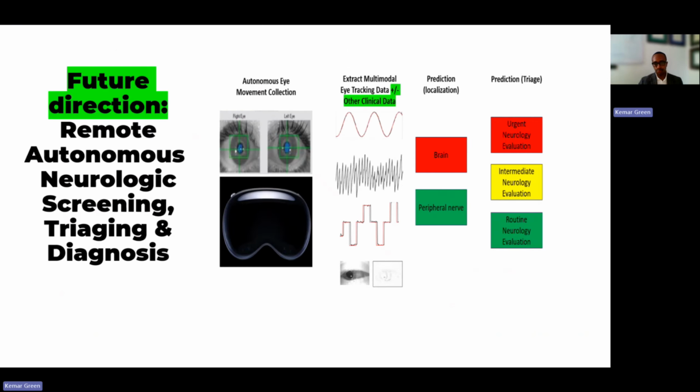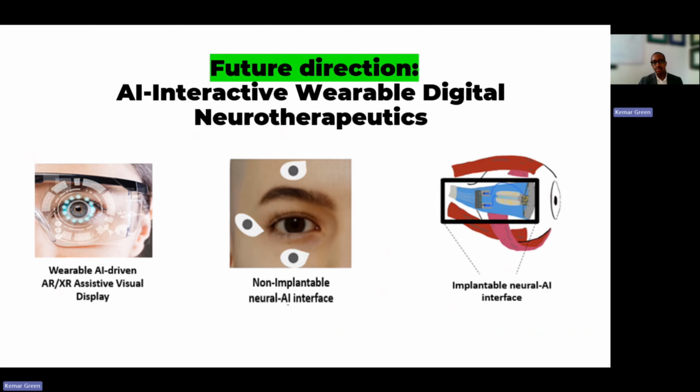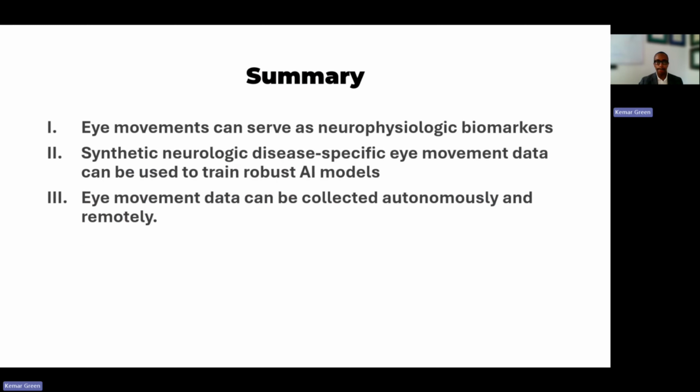And then in the future, we want to do this for a multitude of diseases, not just for diagnosis, but also for triage in patients to determine who needs to be seen now, who could wait based on the acuity of their condition. And then eventually, we also want to use this to advance various neural AI interfaces for eye movement issues, but then this could also extrapolate into other neurologic disorders as well.